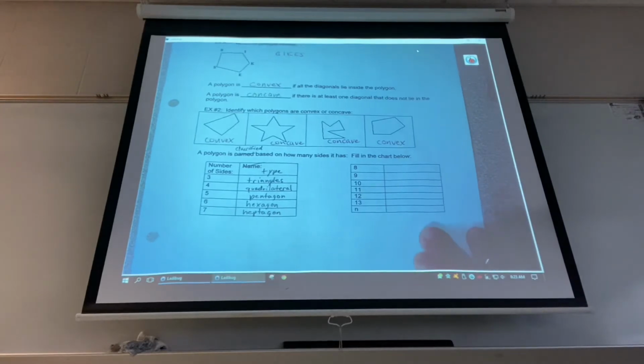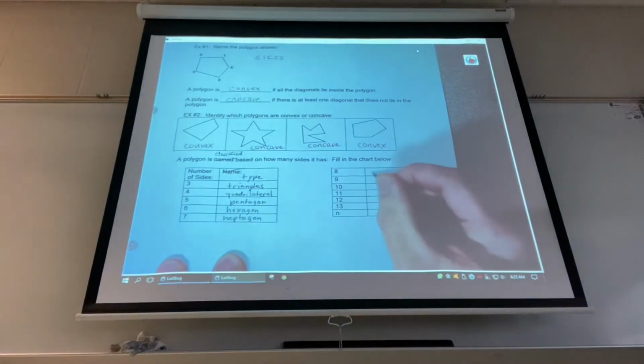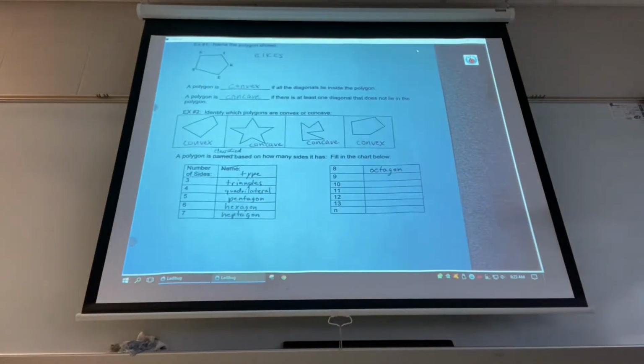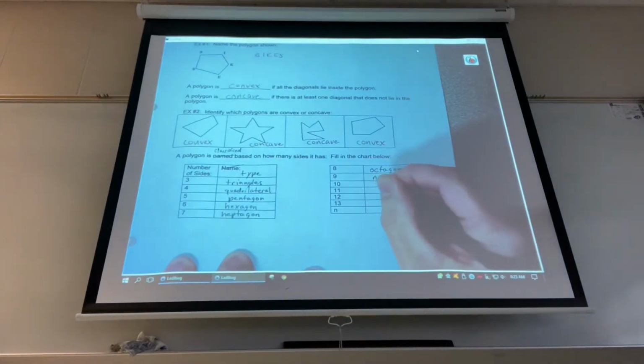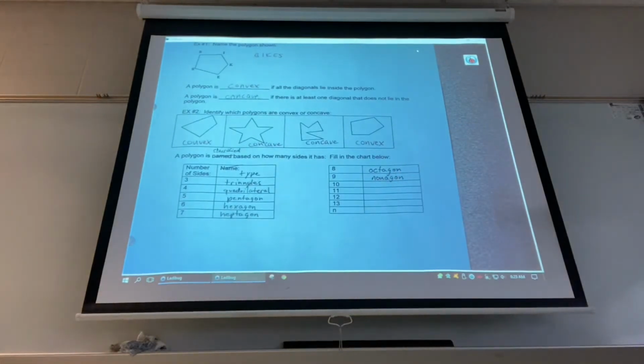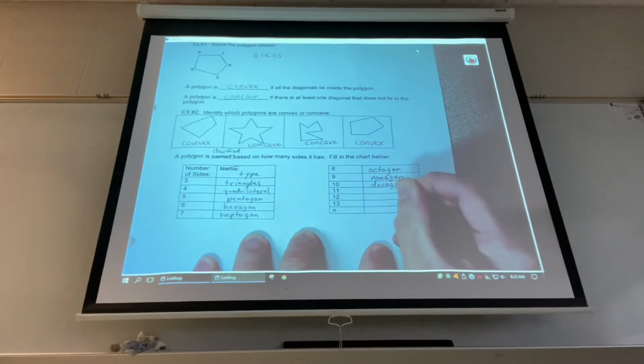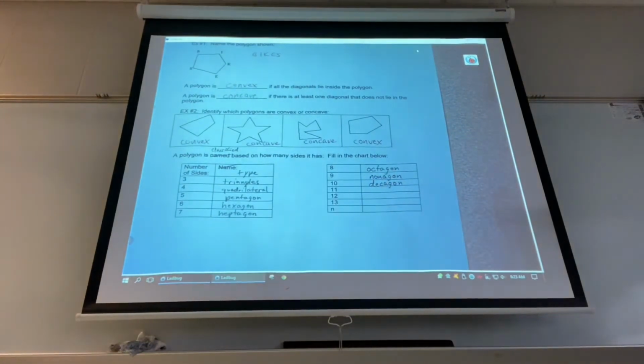Eight-sided figure. Octagon. A nine-sided figure. It's a nonagon. Then 10 is a decagon. Decagon.